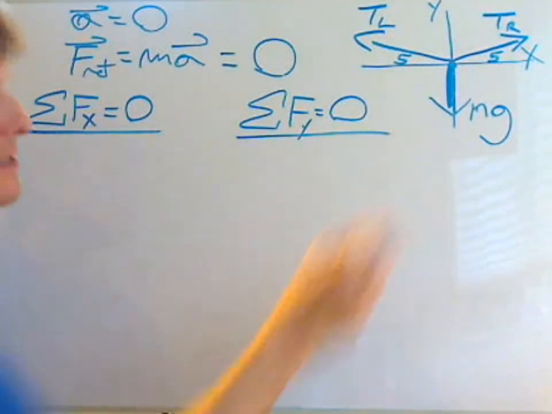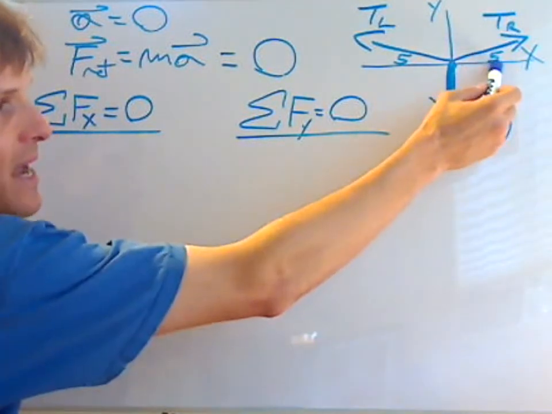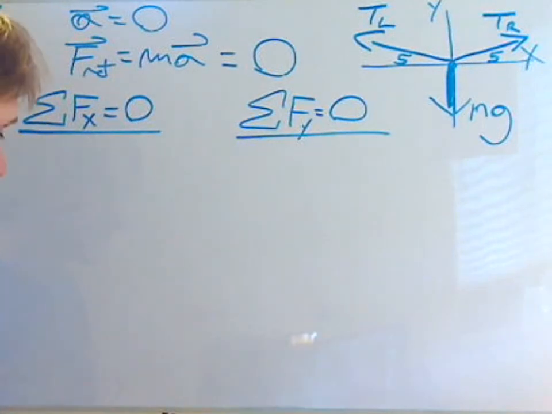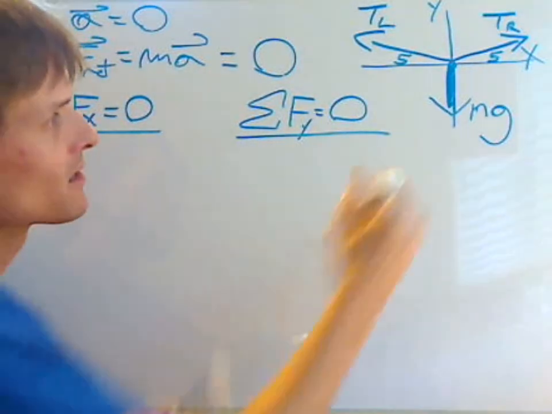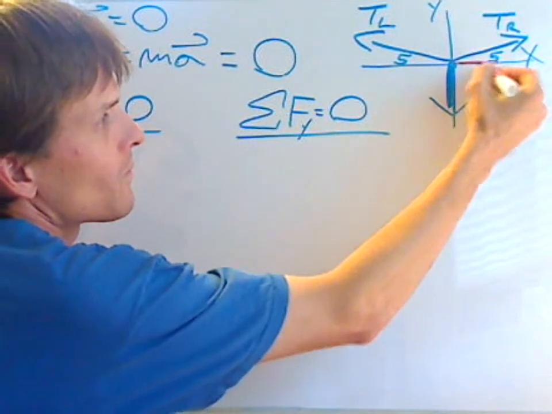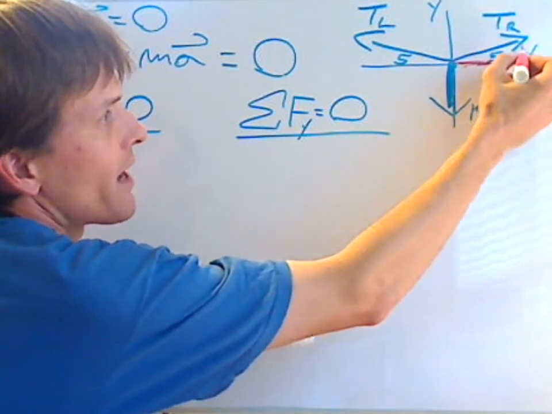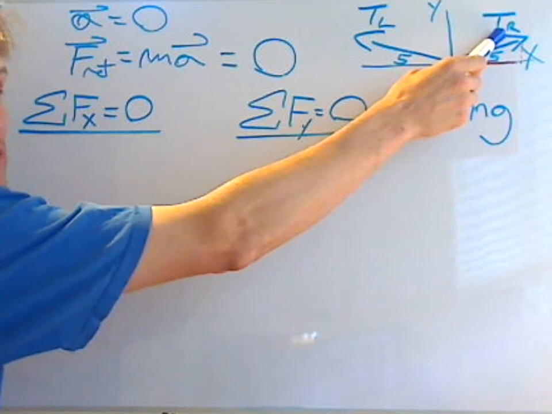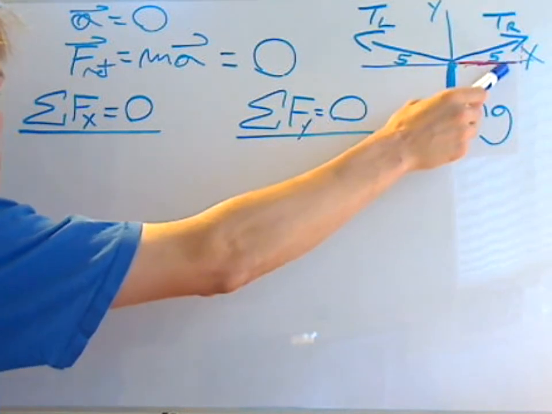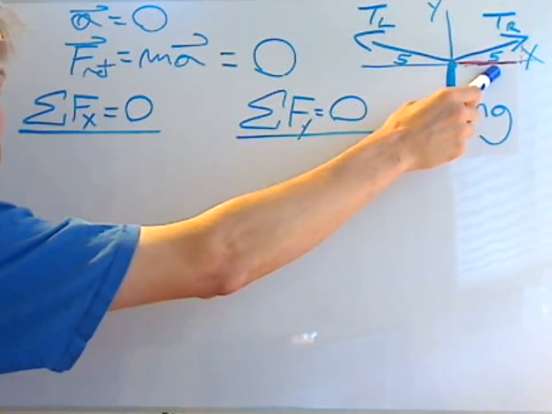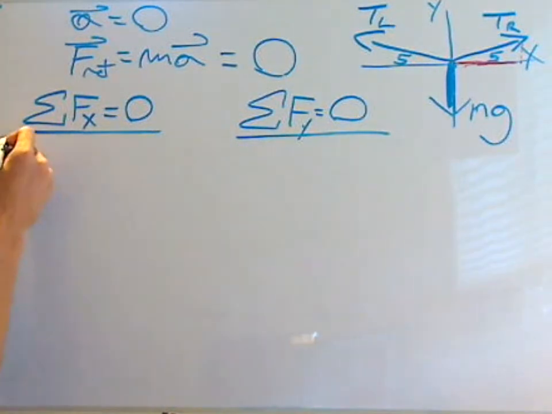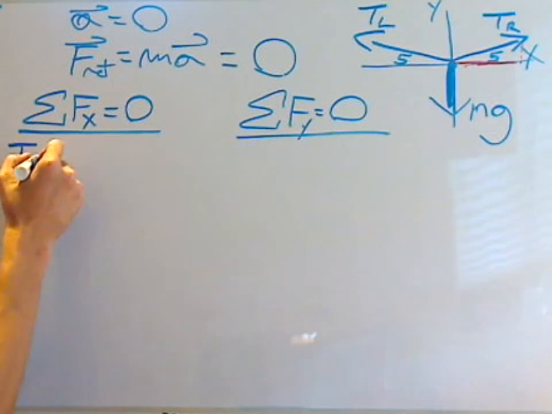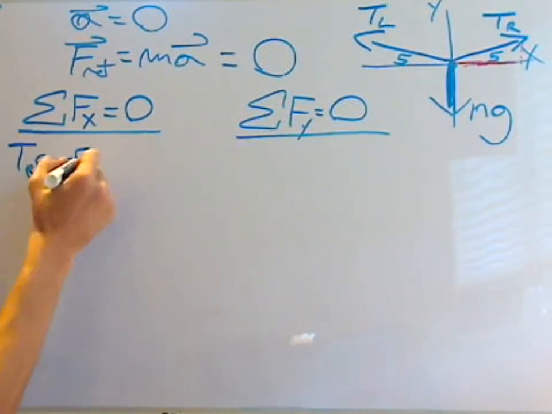Okay, the x component, this makes a 5-degree angle with the x-axis. So the x component is this little section here of this right triangle. Okay, and if that's a 5-degree angle here, the x component is given by the magnitude of the vector, TR, times the cosine of 5. So there's the x component of the right tension, TR cosine of 5.